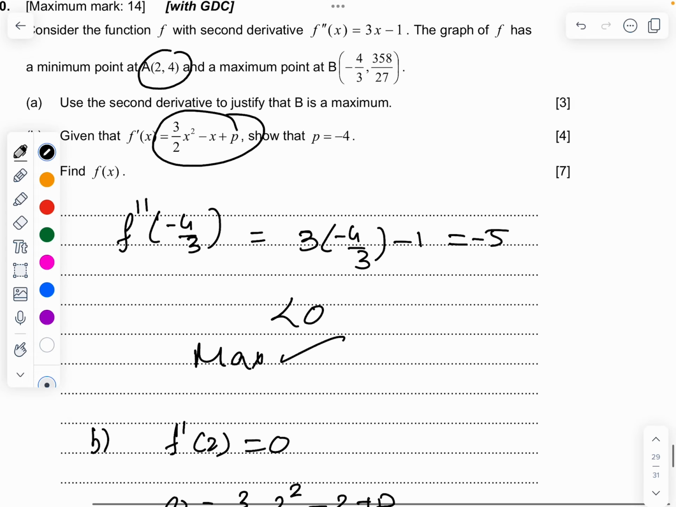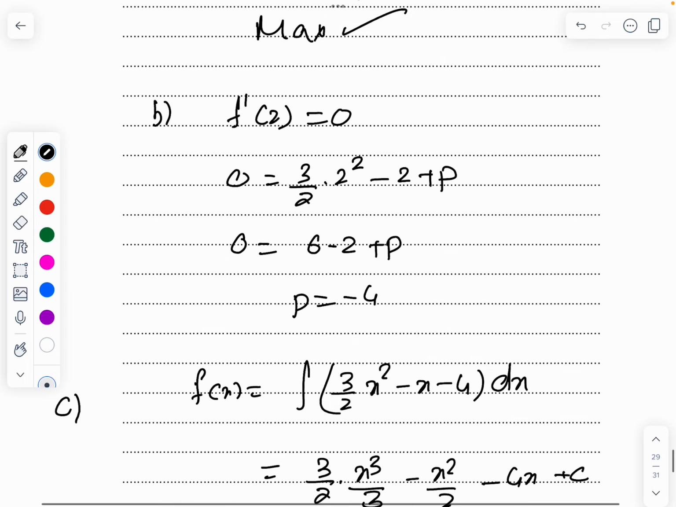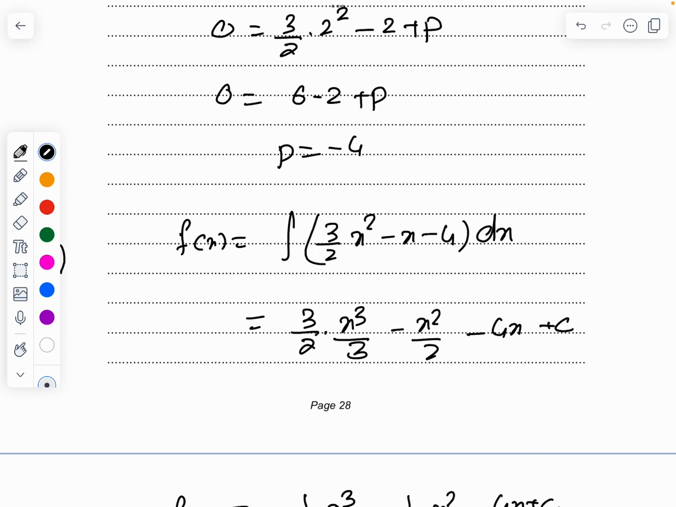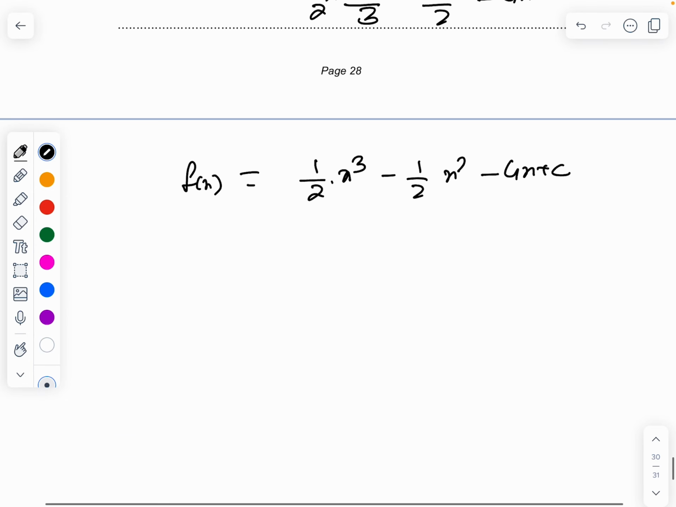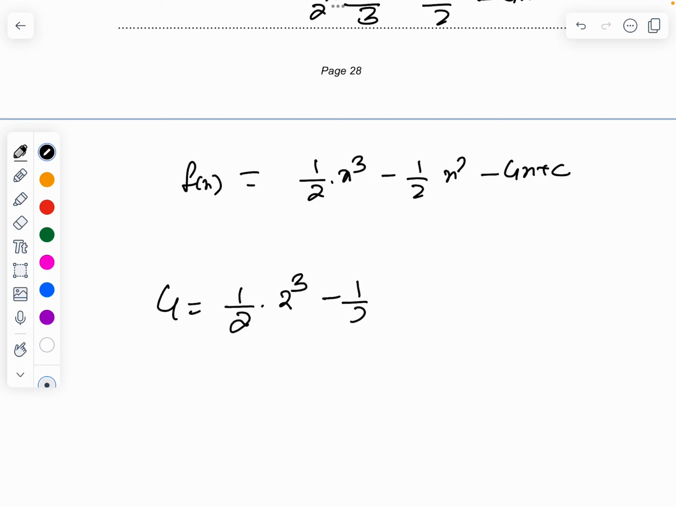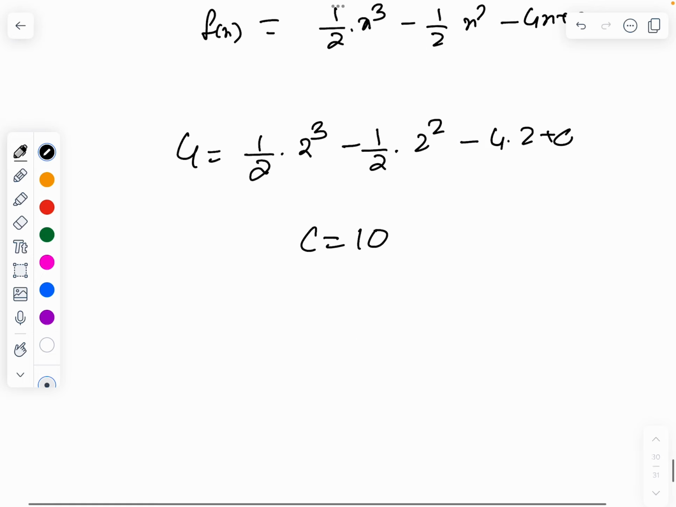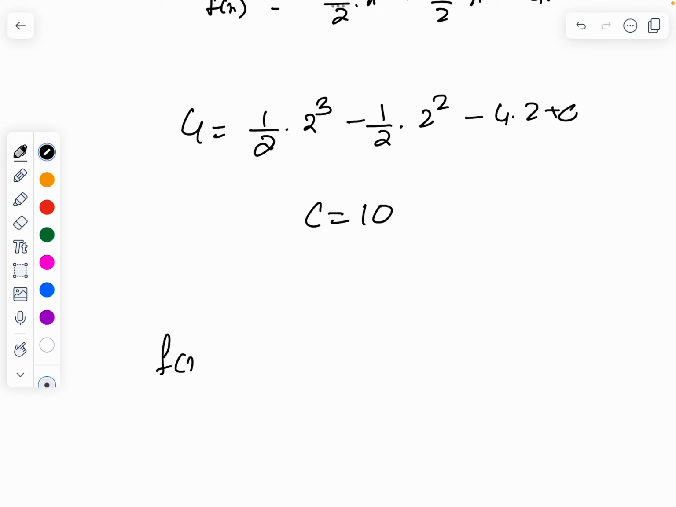Now we know that (2, 4) lies on that one. So substitute (2, 4): 4 equals 1 upon 2 times 2 cubed minus 1 upon 2 times 2 squared minus 4 times 2 plus c. This gives me c value as 10. So therefore f of x will become 1 upon 2 x cubed minus 1 upon 2 x squared minus 4x plus 10. That's going to be the answer.